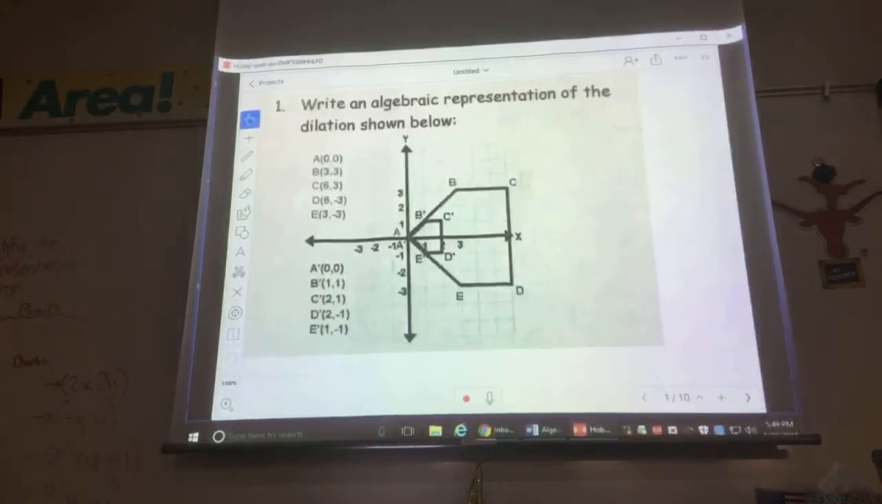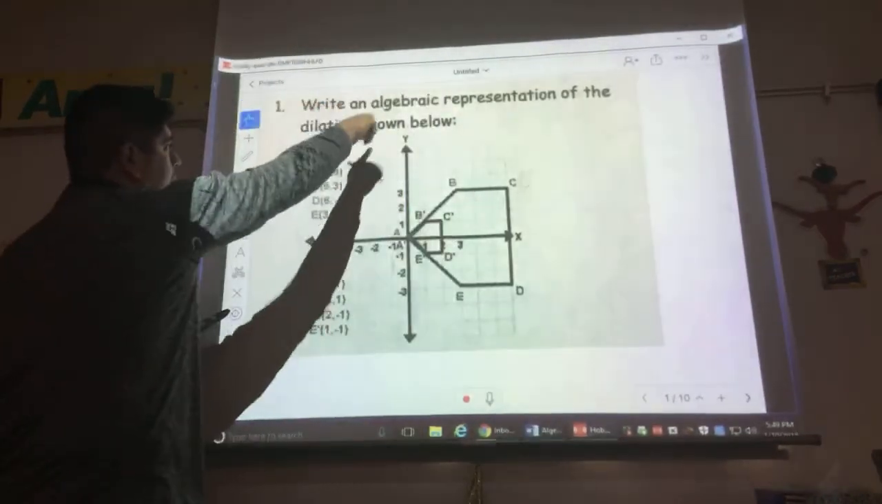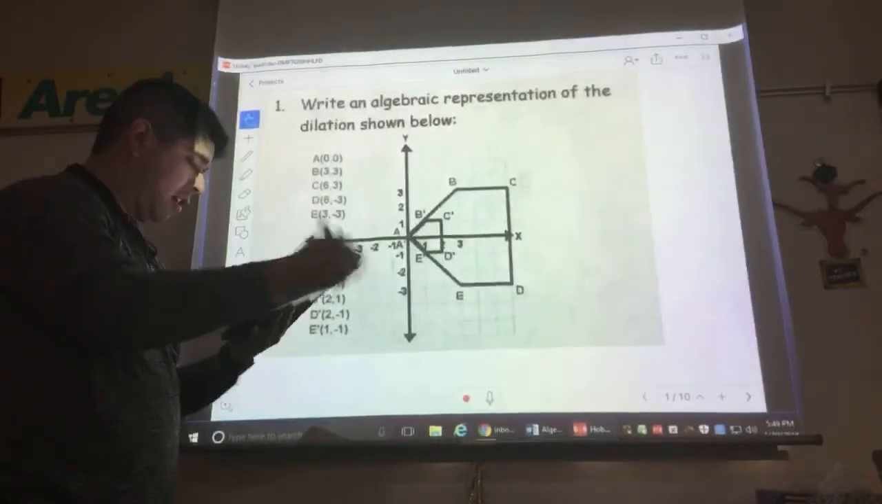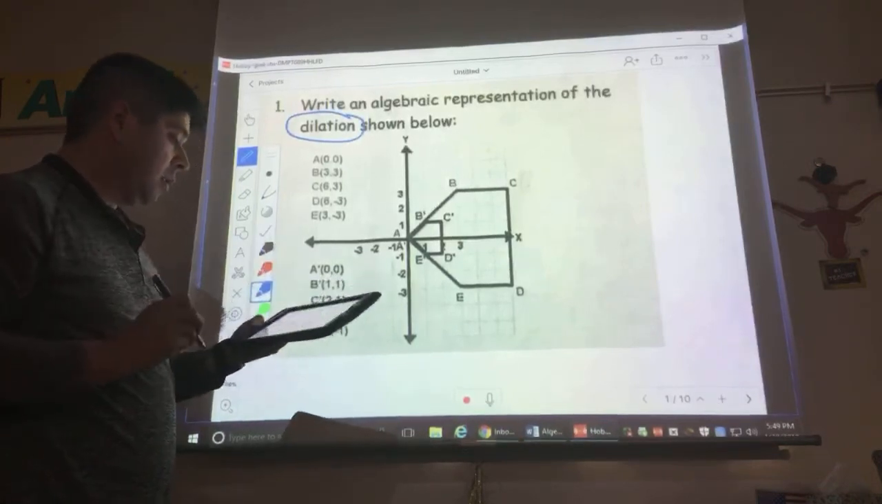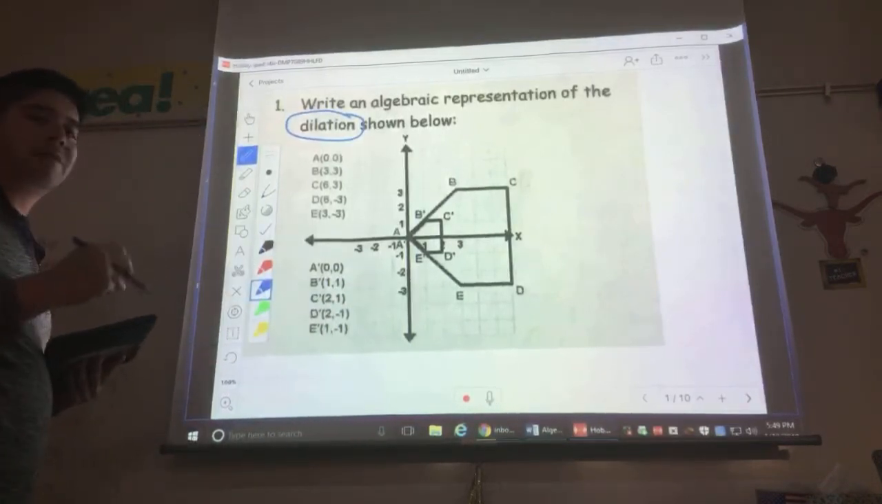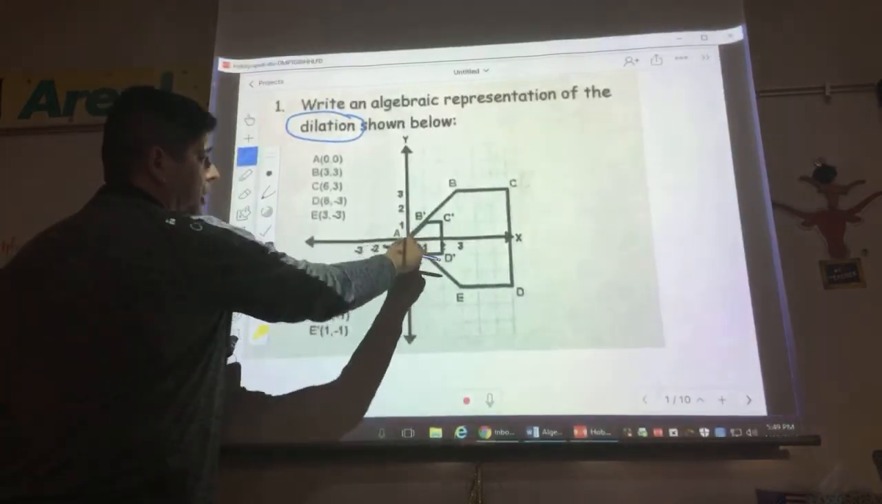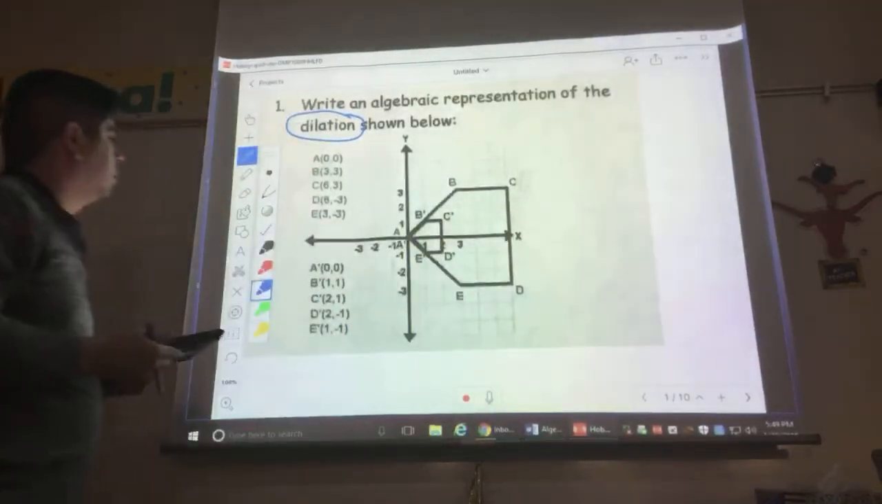All right, so let's get started. Number one says to write an algebraic representation of the dilation shown below. So we know this is a dilation because it says it right here. So I'm going to circle that. So I know it's a dilation, so I know this is going to be an enlargement or a reduction. And I know that because look, I have a bigger shape, looks like a home plate, and then a smaller home plate.